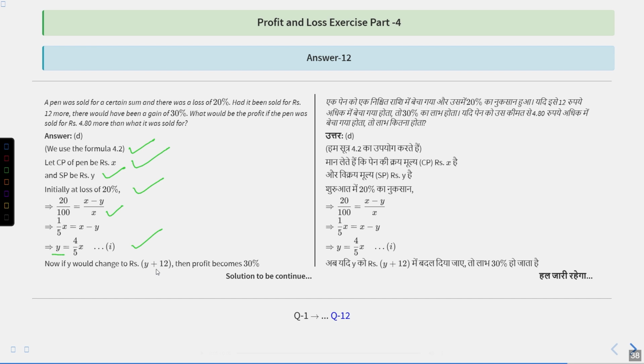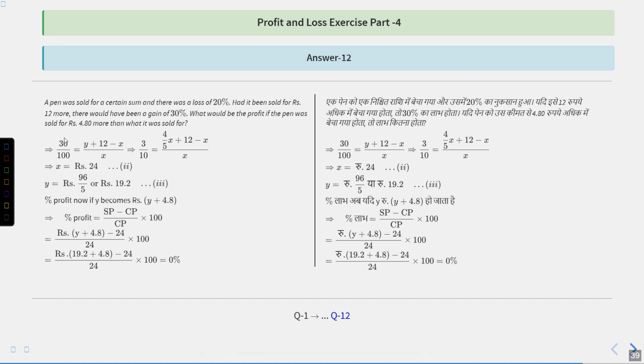Now if you change it to rupees Y plus 12, then the profit becomes 30%. Solution to be continued. Now 30% equals Y plus 12 minus X upon X. This is SP and this is CP. So when we calculate it, we get the value of X, which is 25 rupees. Clear? So putting the value, we get the value of Y, which is 20 rupees.